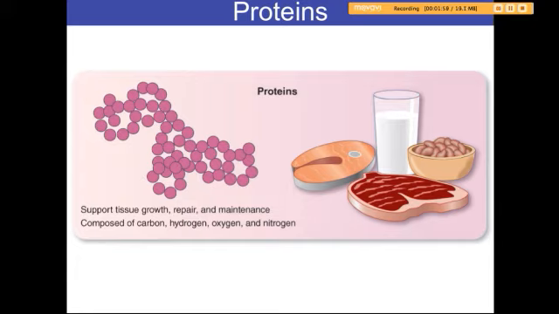The last macronutrient is proteins. Proteins also contain carbon, hydrogen, and oxygen, but they're different from carbohydrates and lipids because they also contain the element nitrogen. Proteins are the building blocks of human tissues. They also provide energy, but they mainly support growth, repair, and maintenance.